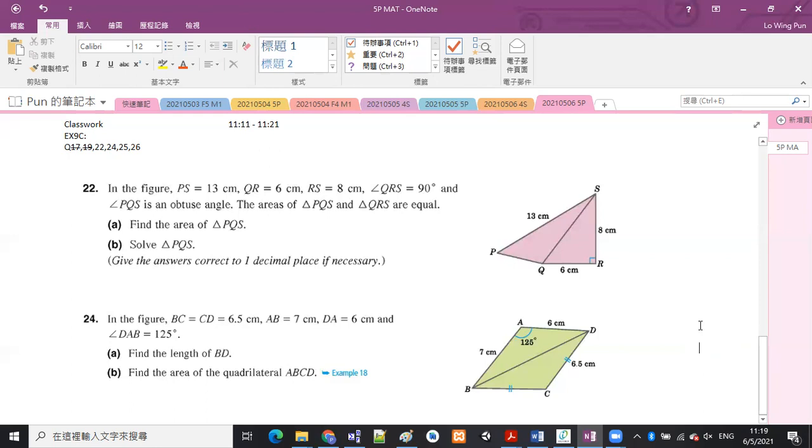Have you done part A? Have you got anything from part B? Have you found anything? The question asks to solve the triangle PQS. That is to find all the remaining lengths and angles in triangle PQS, right?